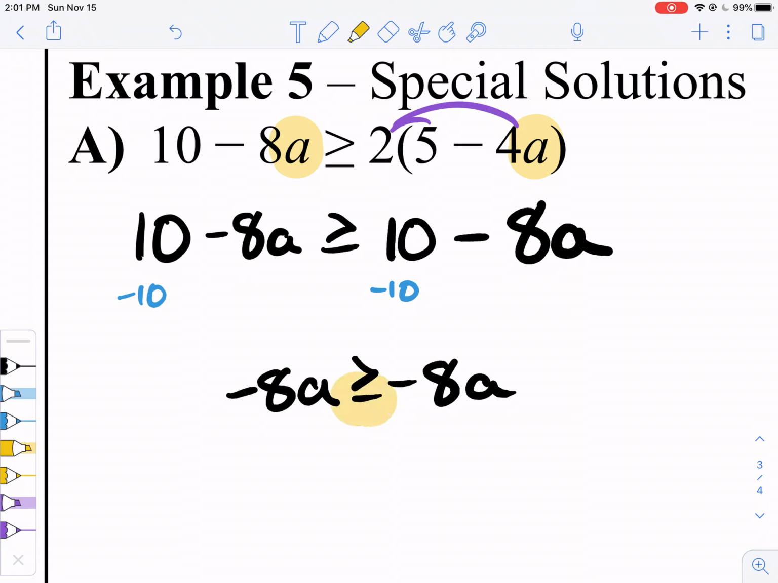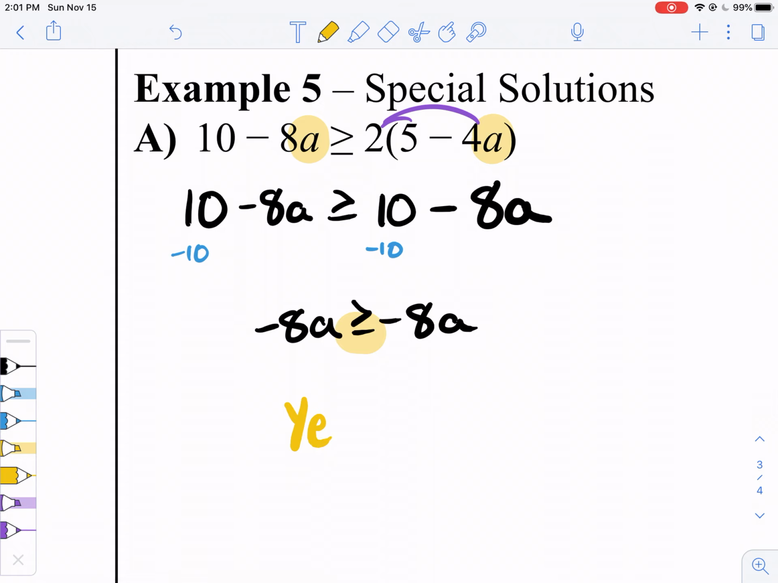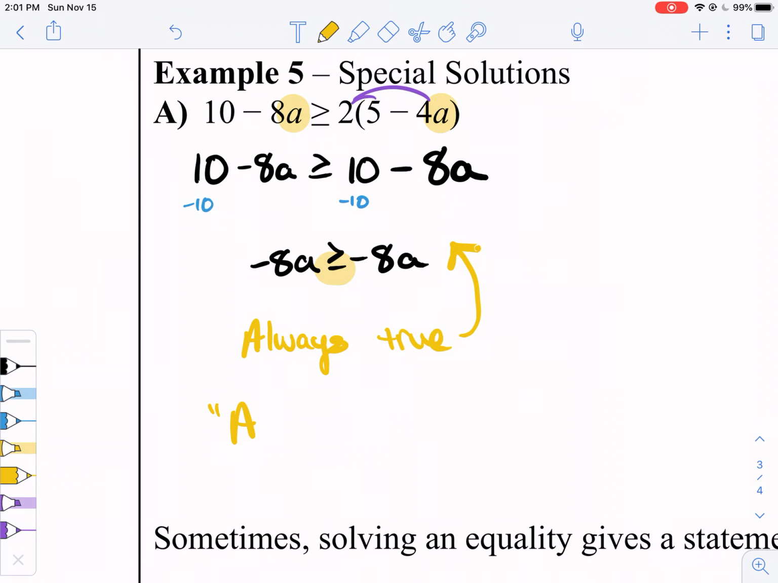But either way, since we have the same thing on both sides, and we have this equals guy in here, this is always true. Yes. What do we do there? Well, guess what? If we have a statement that's always true, then the solution, we say, is all real numbers. This is because no matter what we plug in for a up here, it will always be true.